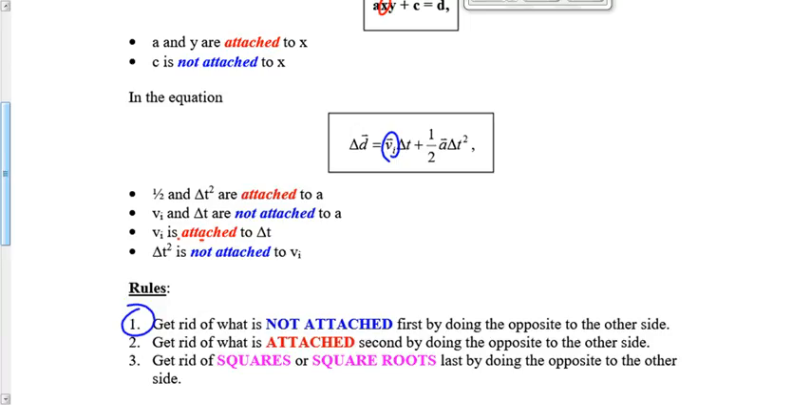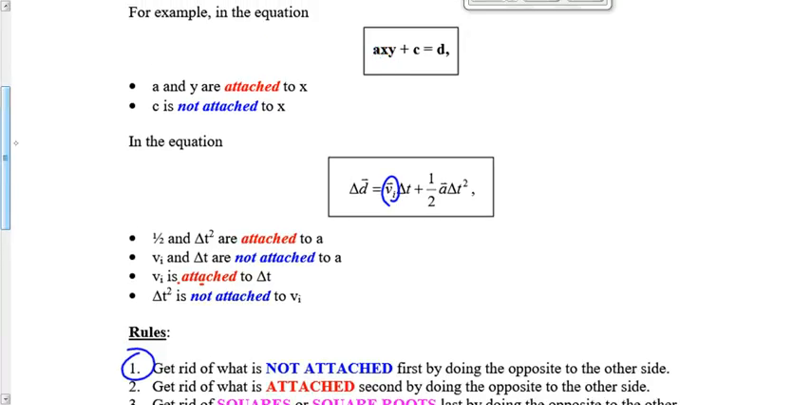In the top equation up here, this general equation, it's not even really a physics equation. If we're solving for A, we would get rid of what first? The C. If we were solving for C, we would get rid of what first? AXY, because the AXY aren't attached to the C. They're added to the C as opposed to multiplied or divided. So get rid of what's not attached first. And how do we do that? We do exactly the opposite of what we have already done in the equation. So in this one, we're getting rid of the A, the X, and the Y, because they're added to C, we would get rid of it by subtracting it on the other side.